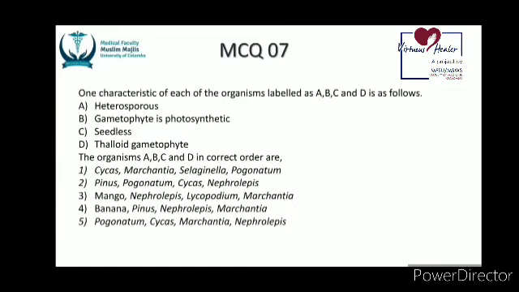Question number 7. One characteristic of each of the organisms labeled as A, B, C and D is as follows. Heterosporous, gametophyte is photosynthetic, seedless, thalloid gametophyte. Now they are asking the organisms in A, B, C and D in the correct order.